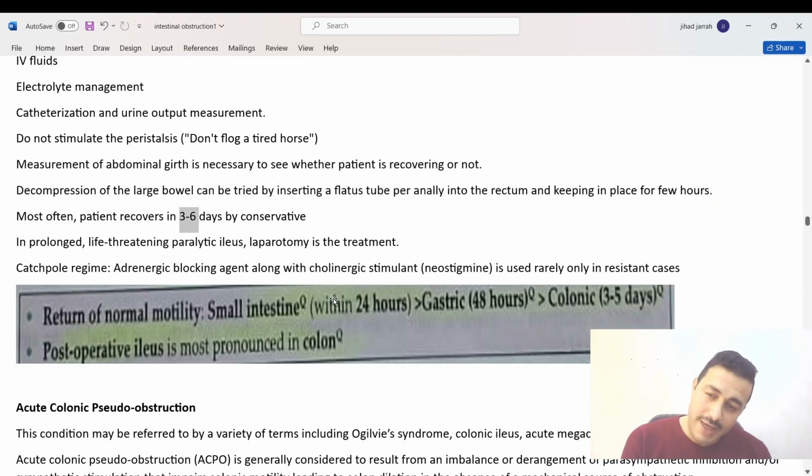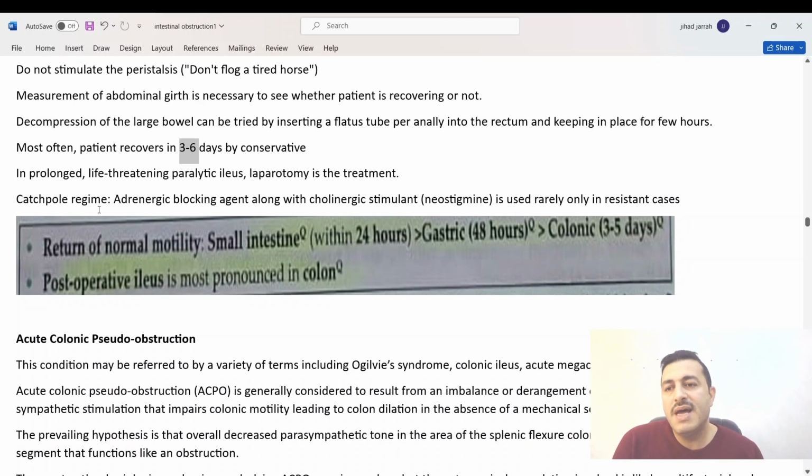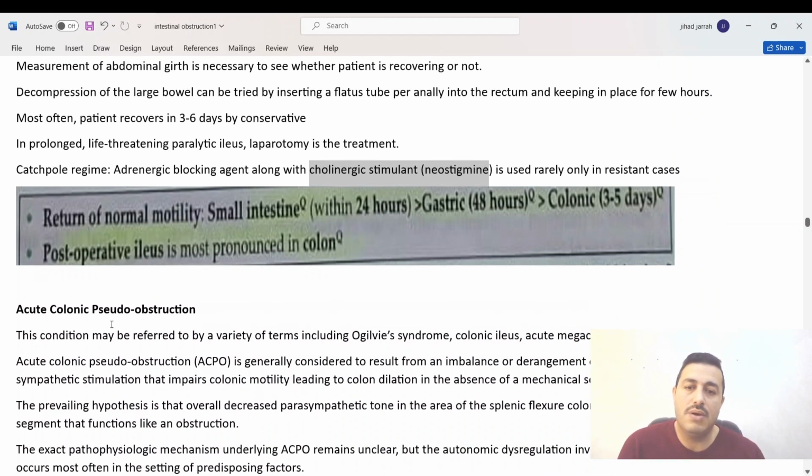I have also to mention here that we have an entity called prolonged ileus. And for a prolonged, life-threatening paralytic ileus, even laparotomy is the treatment. A regimen which we rarely use for paralytic ileus is the Catchpole regimen. It's using neostigmine, which we know is a cholinergic stimulation, plus an adrenergic blocking agent together to relieve the paralytic ileus. It's rarely used nowadays. Also, if you are interested, you can view the literature and studies about this.